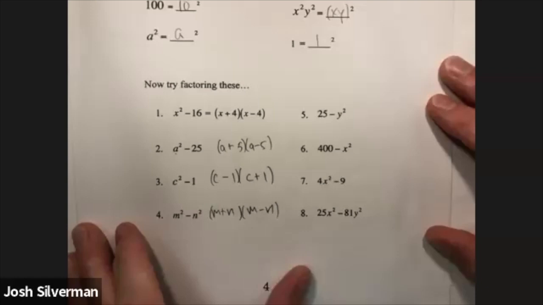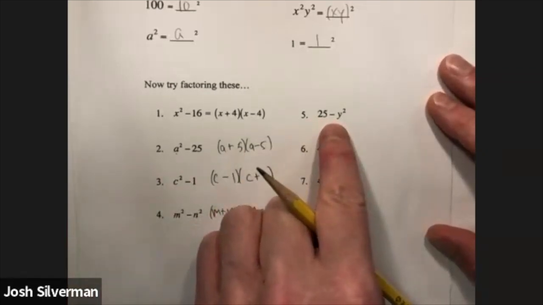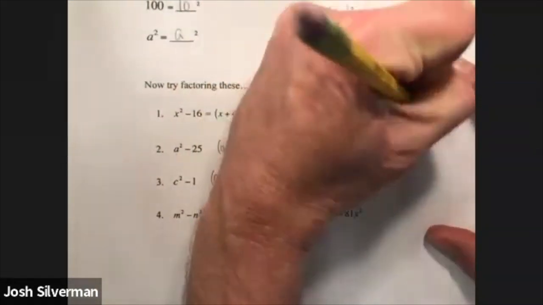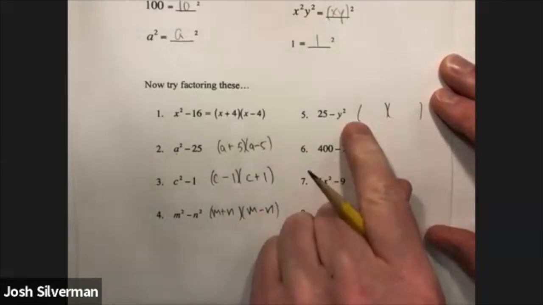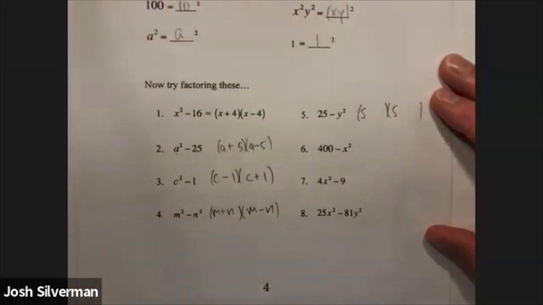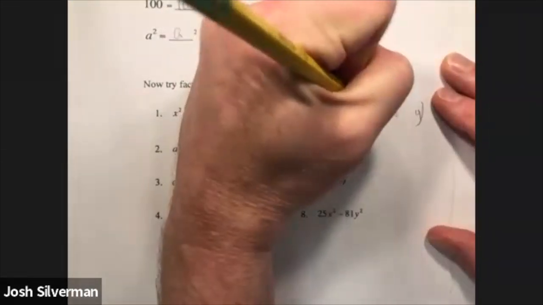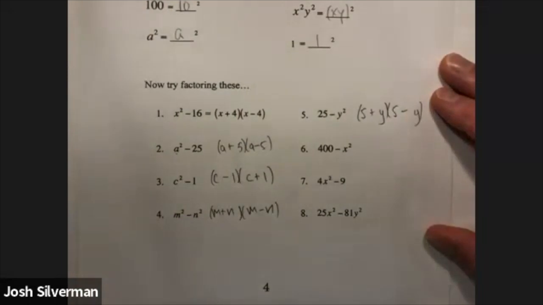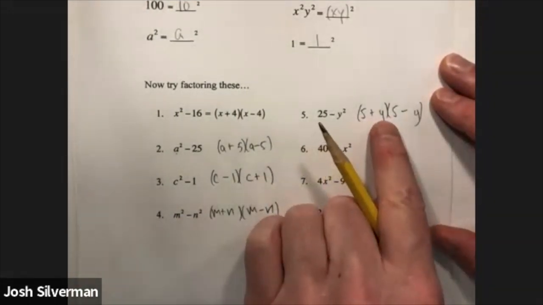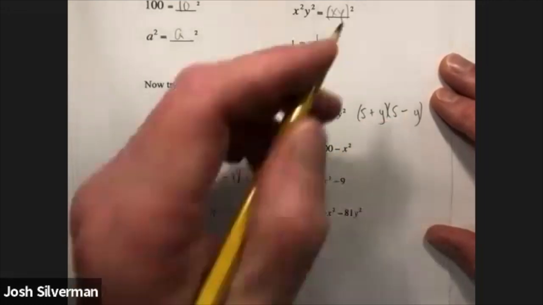Number 5. Now, subtraction is not commutative. The order matters in subtraction. So when we write this out, you're not going to put the y's in the left positions. You're going to put the 5s on the left. You're going to put the y's on the right. And of course, a plus and a minus. So if you were to put the y first and the 5 second, that would be wrong. Don't do that.